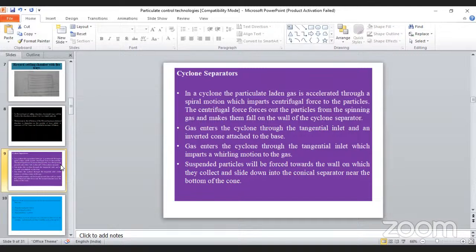All the cyclone separators are working under continuous mode. If we want to stop, we can stop it. Otherwise, the system is working continuously.